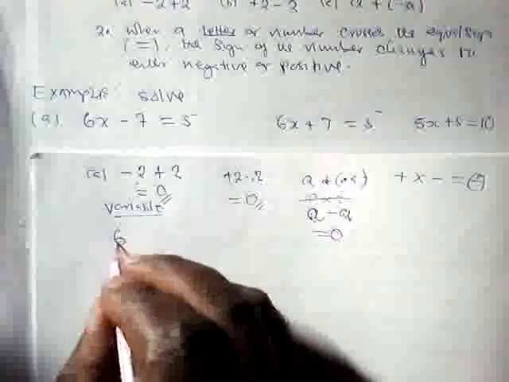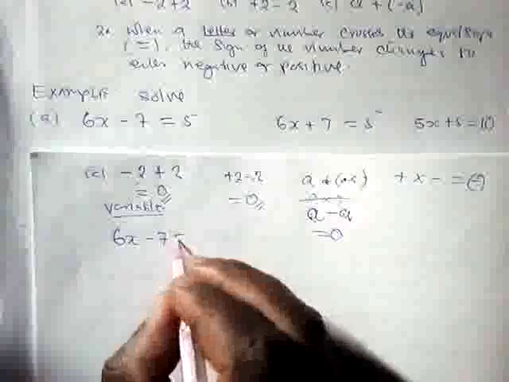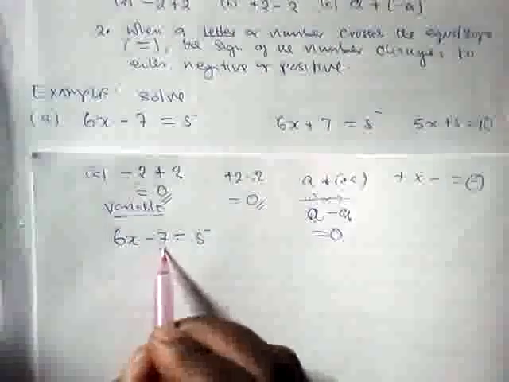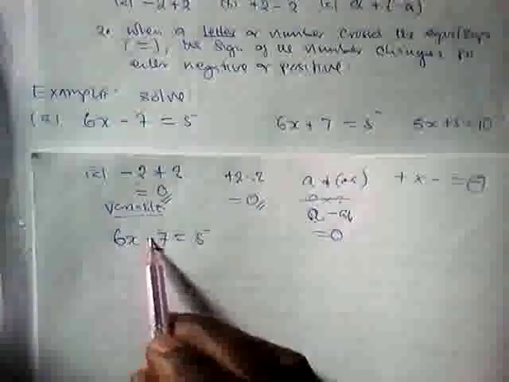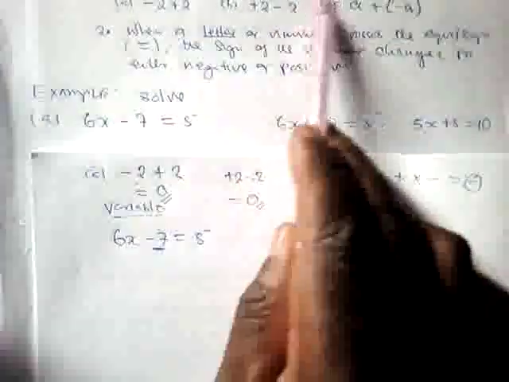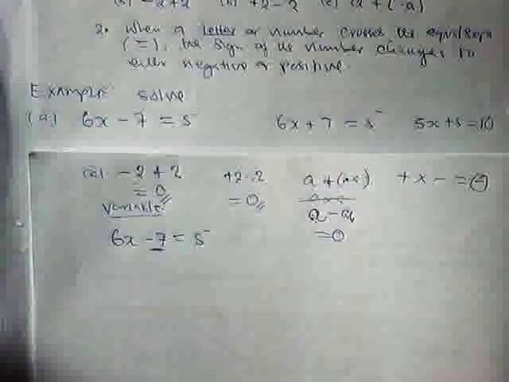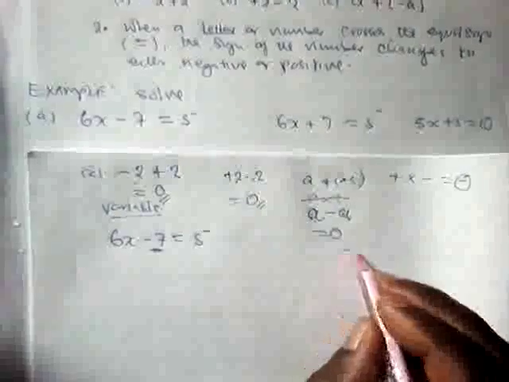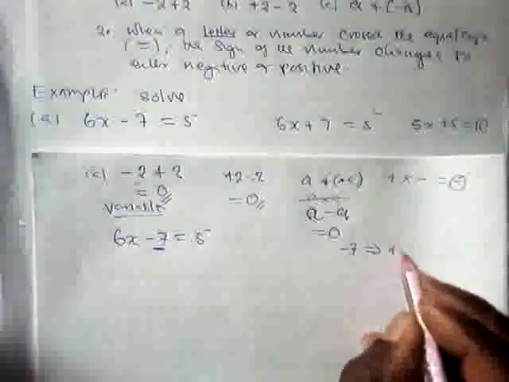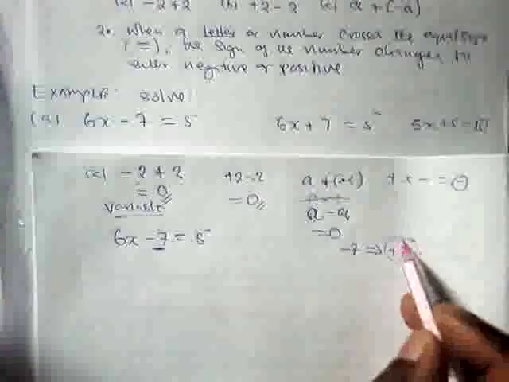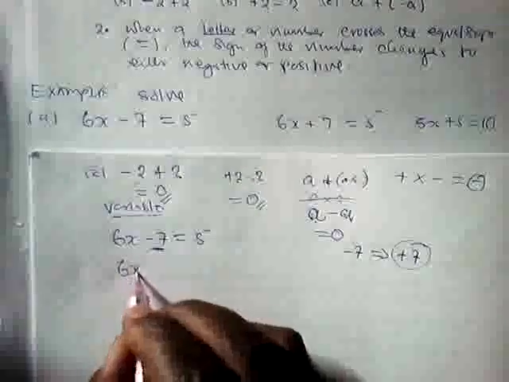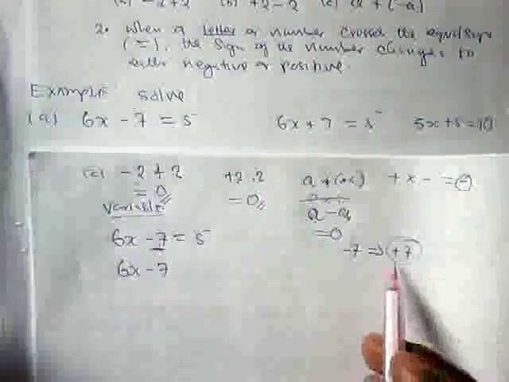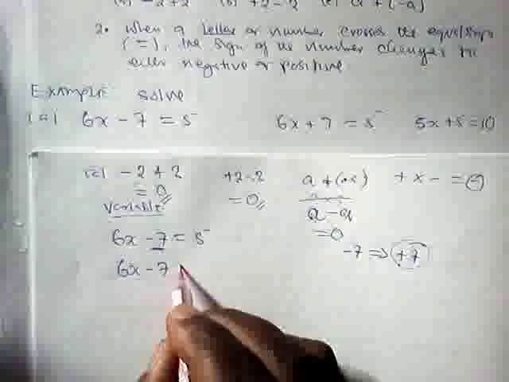So let us see how we can work this out. 6x minus 7 is equal to 5. You want to remove this subtraction. So what is the opposite of negative 7? The opposite of a number is the same number having a different sign. So the opposite of negative 7 is positive 7. This is what we are going to add to both sides of the equation. So we say 6x minus 7, we maintain the way it is, then we bring in the opposite, plus 7, equals 5.